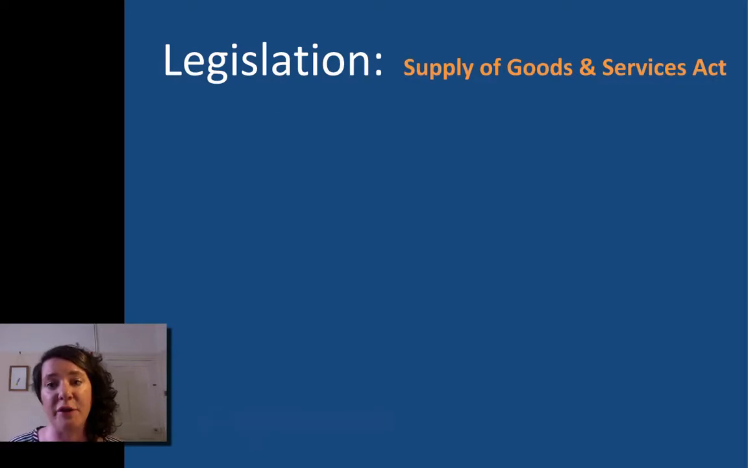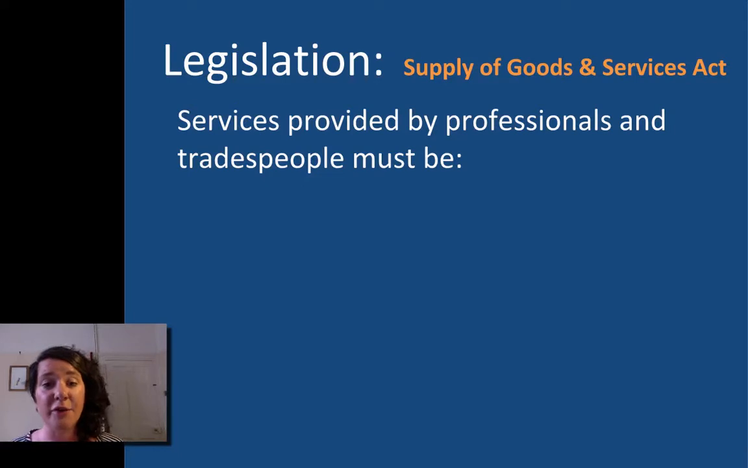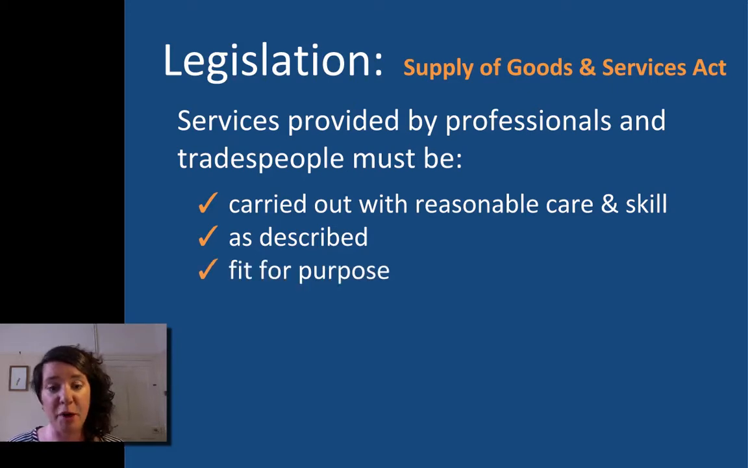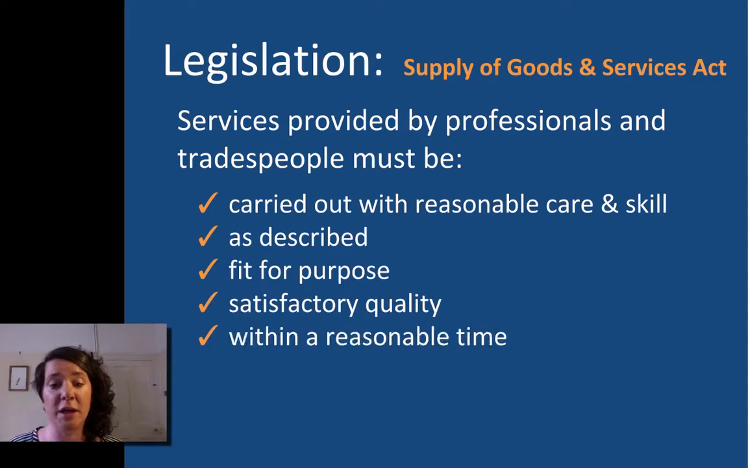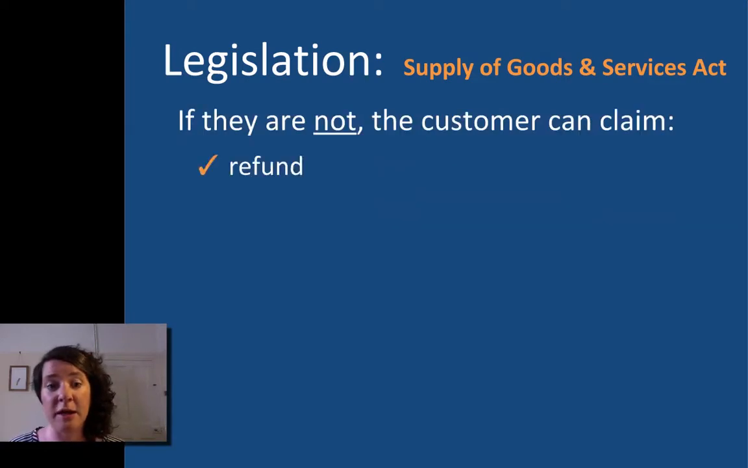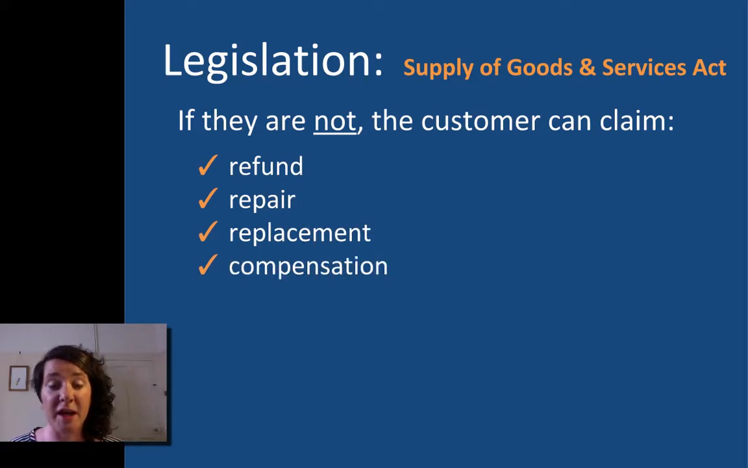In the Supply of Goods and Services Act, it states that services that are provided by professionals and tradespeople must be carried out with reasonable skill and care, must again be as described, must be fit for purpose, of a satisfactory quality, and provided within a reasonable time and for a reasonable cost. When these services are provided, if they don't meet those criteria, then customers can again claim a refund, a repair, a replacement, but also compensation against any kind of loss or any harm that they've suffered from that supply of goods or services.